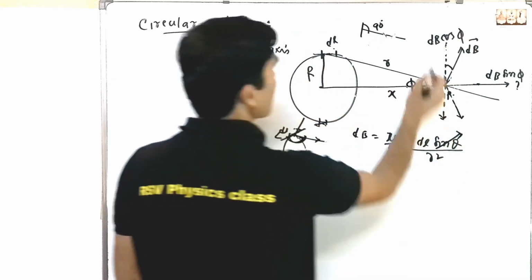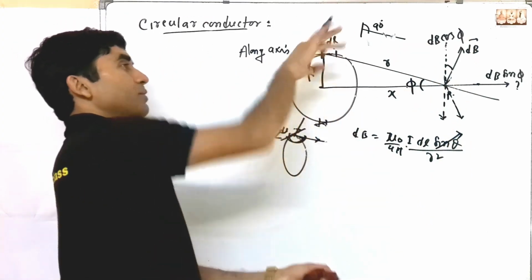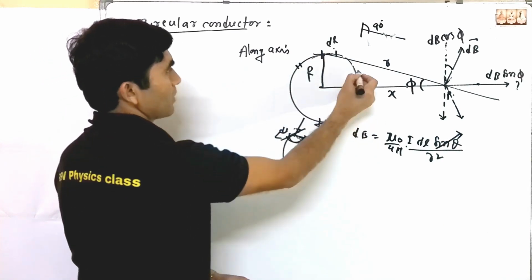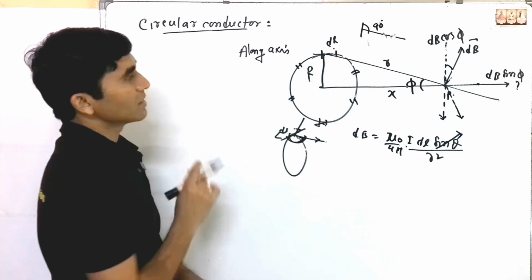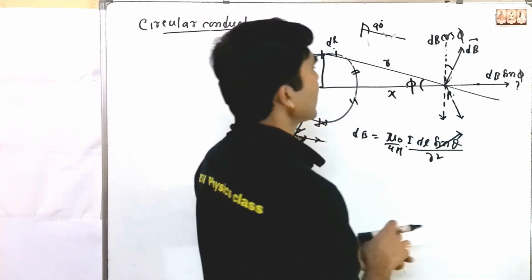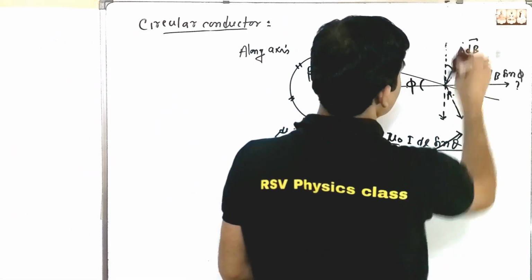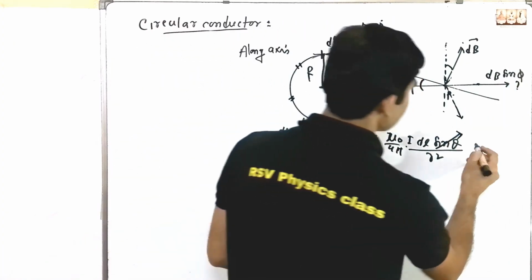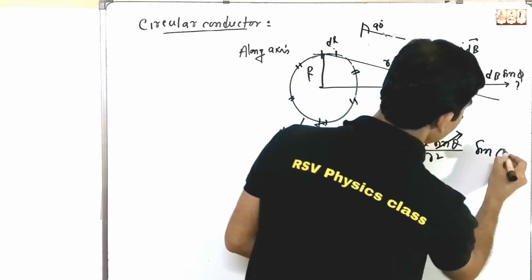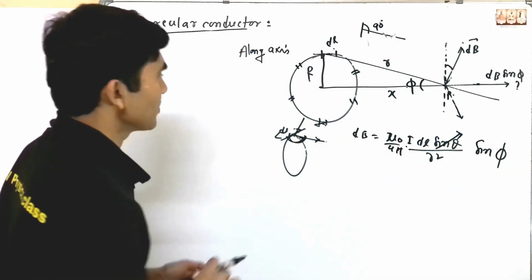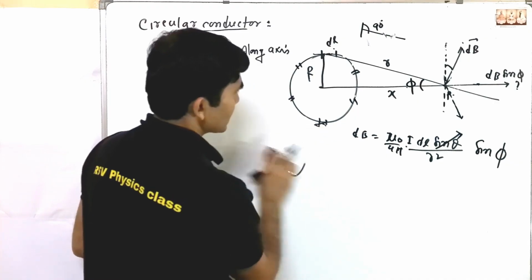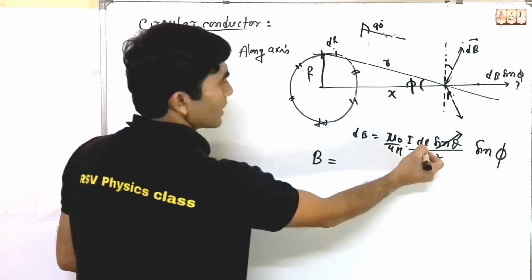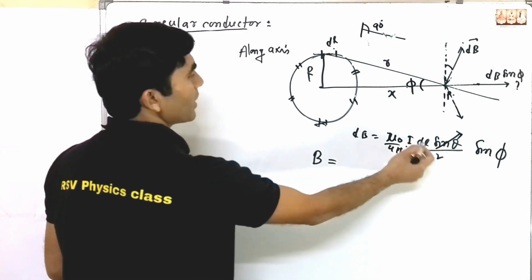If you consider the total ring, this one nullifies, this one nullifies. So the total cos phi component will be eliminated, and only sin phi will remain. So just put sin phi here. That is the magnetic field due to this element. Now the magnetic field over all elements will be the summation or integration over dl.